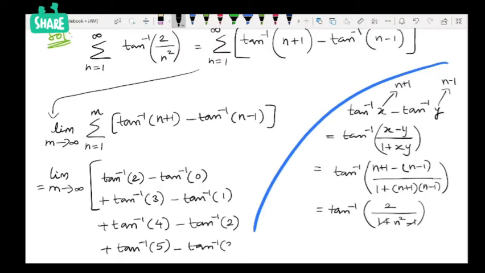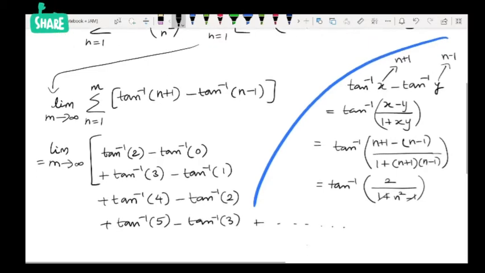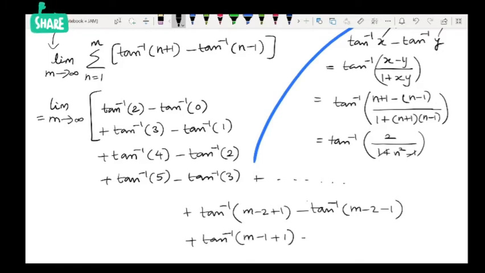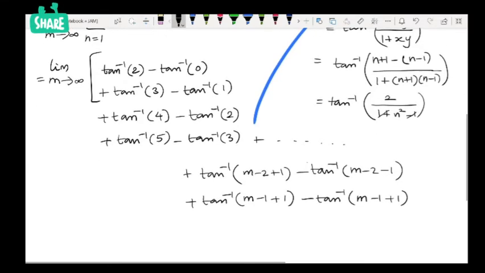And the last term is n equal to m. I'm going to write the last 3 terms now, because that will show us which terms are getting cancelled. So tan inverse of (m minus 2 plus 1) minus tan inverse of (m minus 2 minus 1), and tan inverse of (m minus 1 plus 1) minus tan inverse of (m minus 1 minus 1), plus tan inverse of (m plus 1) minus tan inverse of (m minus 1). So these are the last 3 terms, for n equal to m, m minus 1 and m minus 2.